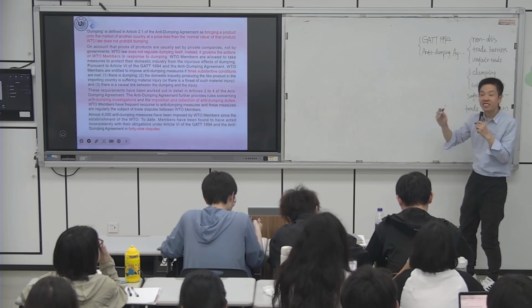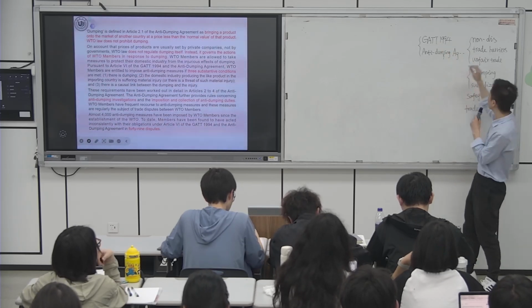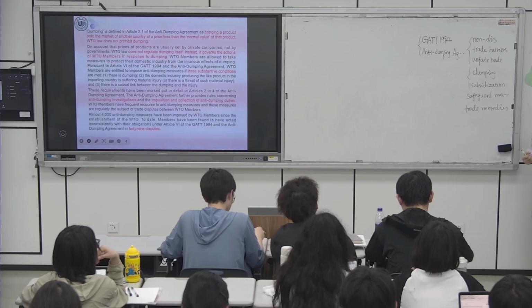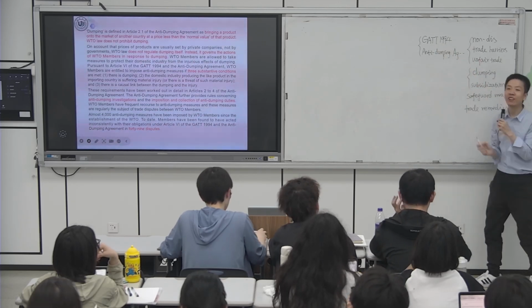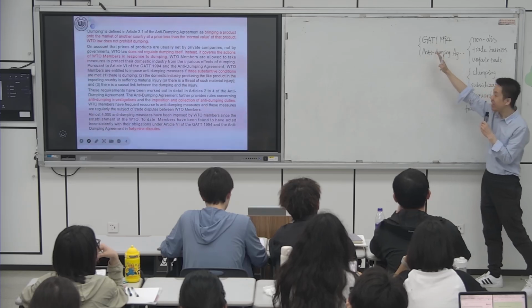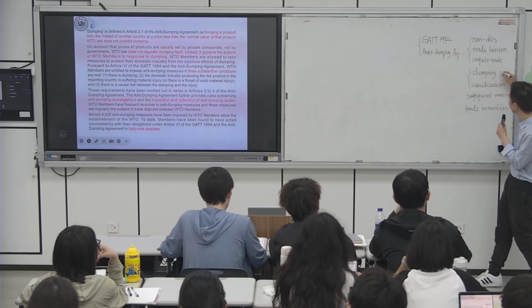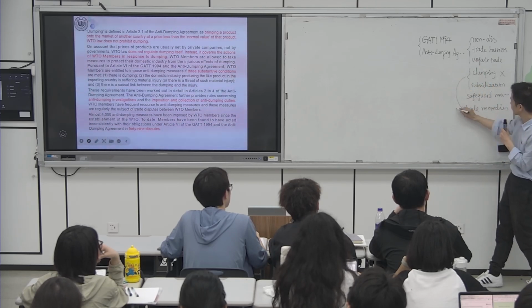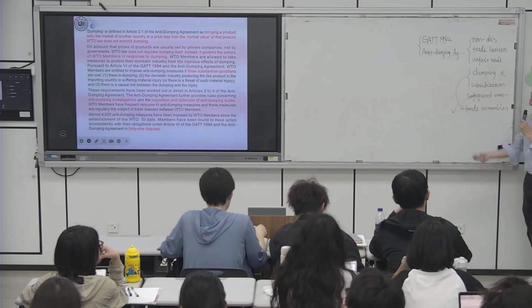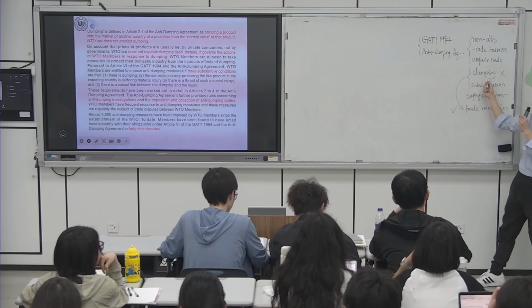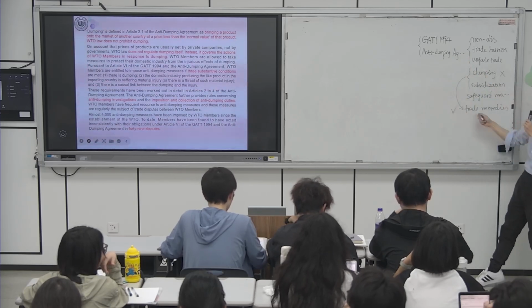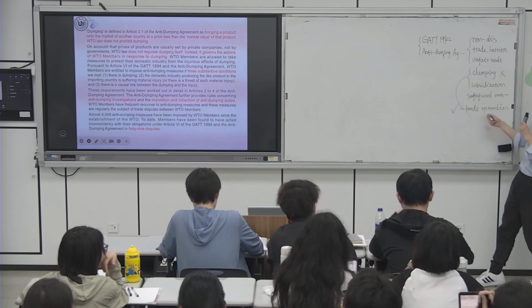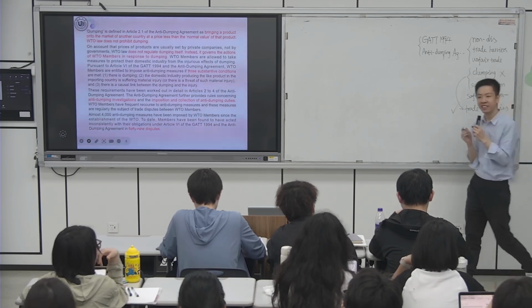My question is, does WTO law regulate dumping itself? No. Then what does WTO law regulate? It regulates not this one, but this. WTO law does not regulate dumping, but regulates trade remedies, actions taken against dumping. Okay? Good.